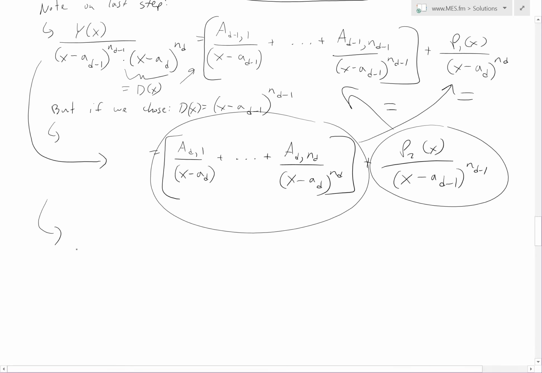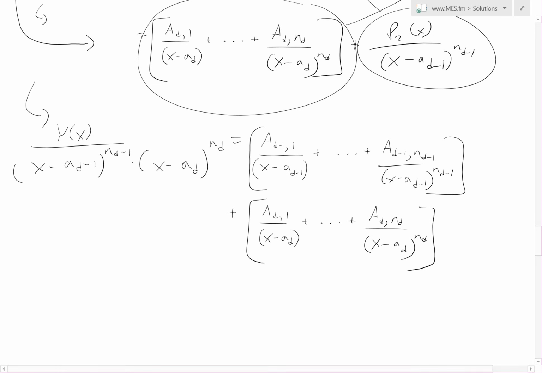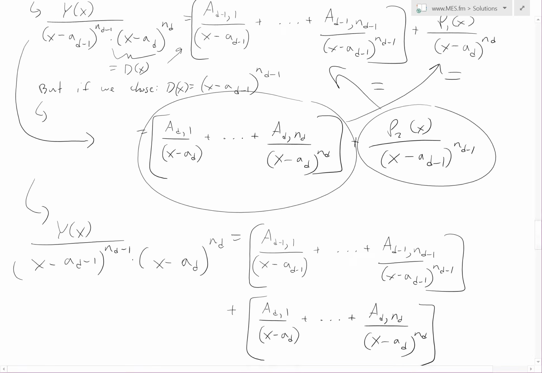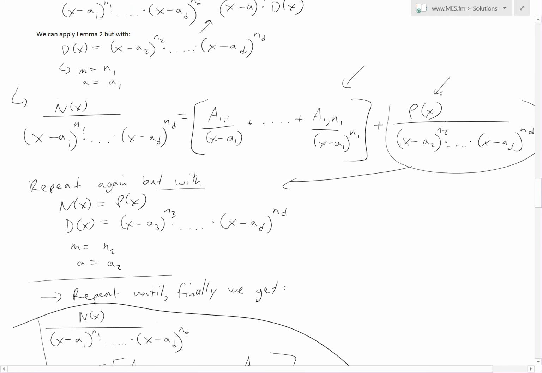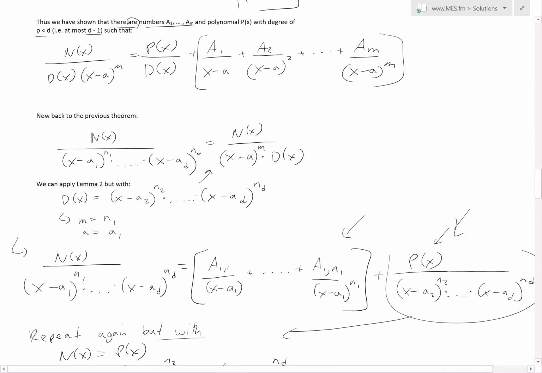So at y of x or n of x, it doesn't matter, of x minus a d1 and d minus 1, basically these last two terms equal this. I just copied and pasted these on here. So this explains the last step and why there's no p of x right here.